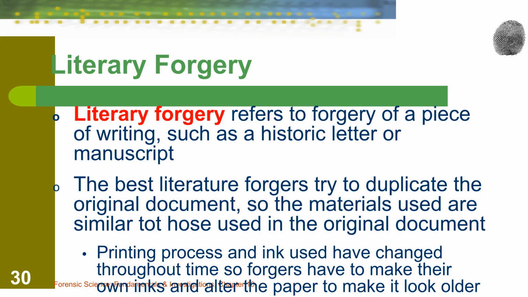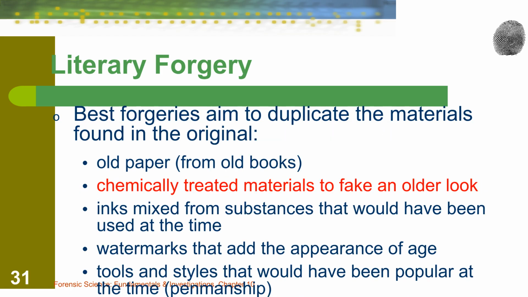Literary forgery is the falsification of historic writings like letters or manuscripts. Skilled forgers try to duplicate original documents by replicating the printing process and creating aged-looking paper and inks. The best literary forgeries attempt to duplicate the original materials, including old paper, chemically treated materials to fake an aged look, and inks mixed from substances used at that time.